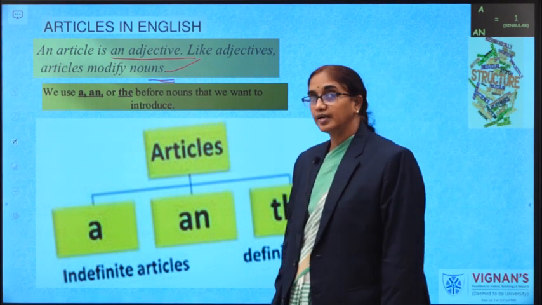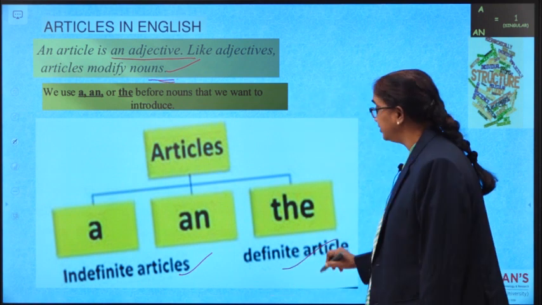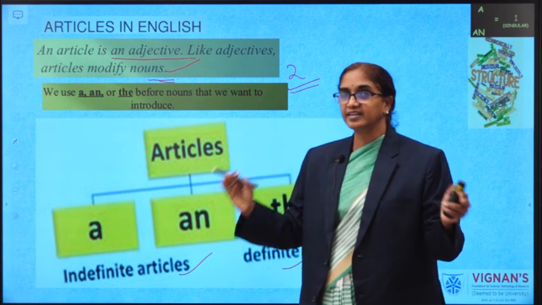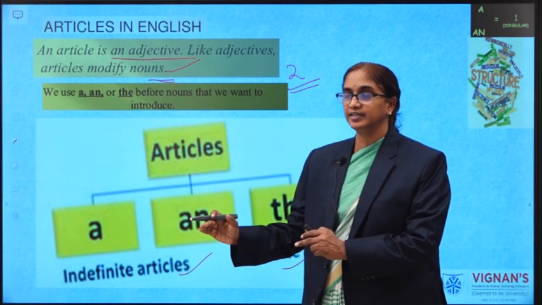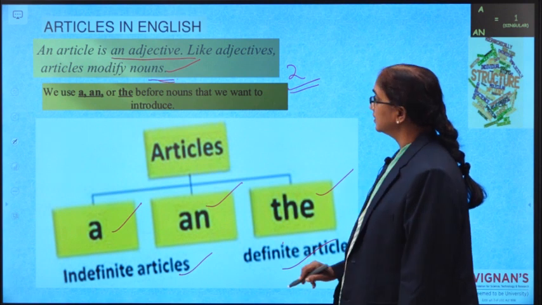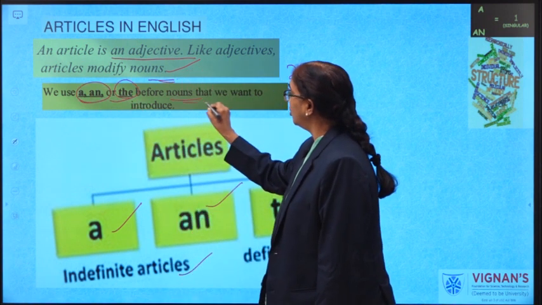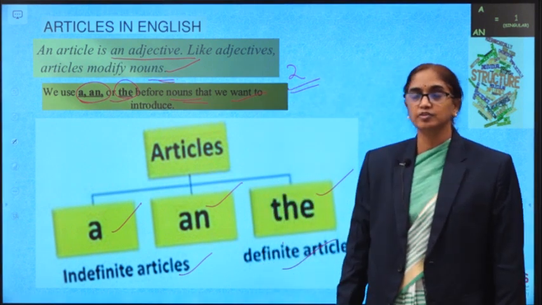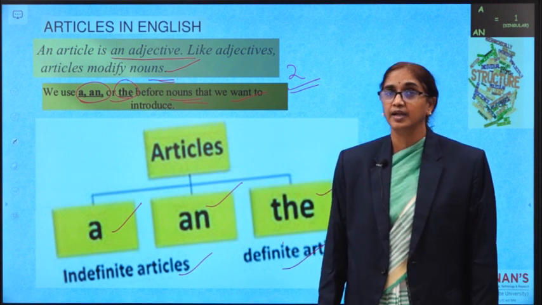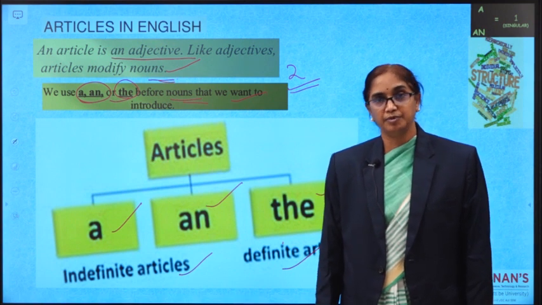How many articles are there in English? There are 2 articles, the indefinite article and the definite article. Only 2 categories of articles, definite and indefinite. The indefinite articles are a and an, and the definite article is the. So where do we use these articles? We use these articles, a, an, or the, before a noun which we want to introduce. We usually use them in association with a noun, because as I already told you, articles are otherwise called determiners, and determiners are nothing but adjectives. And where do you use adjectives? You use adjectives in association with a noun, usually before a noun.